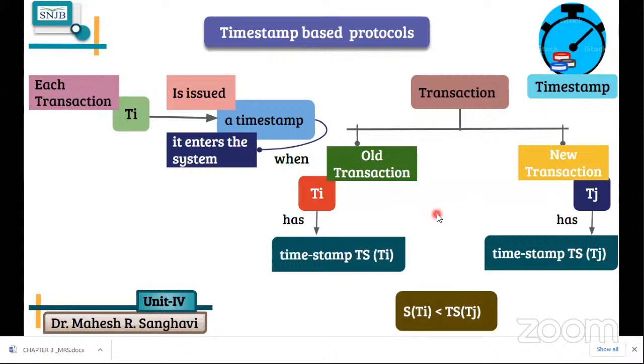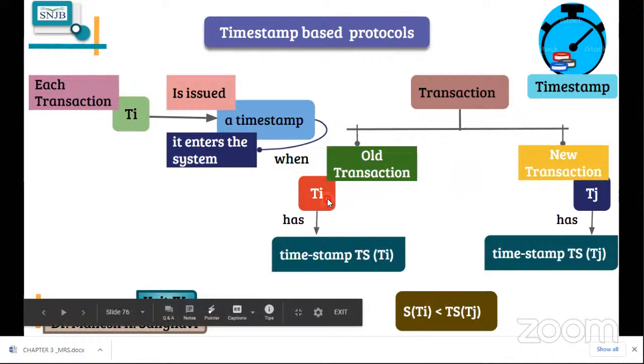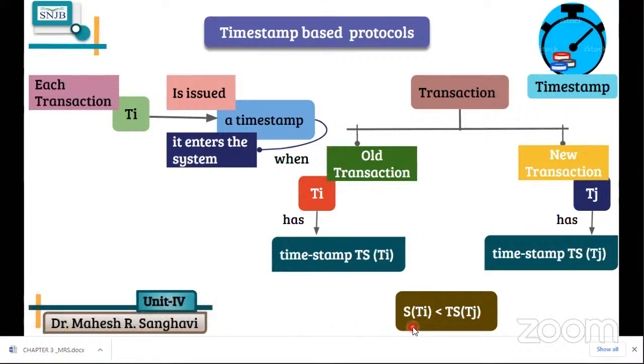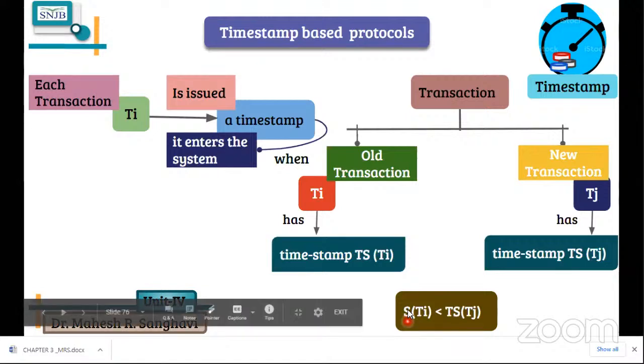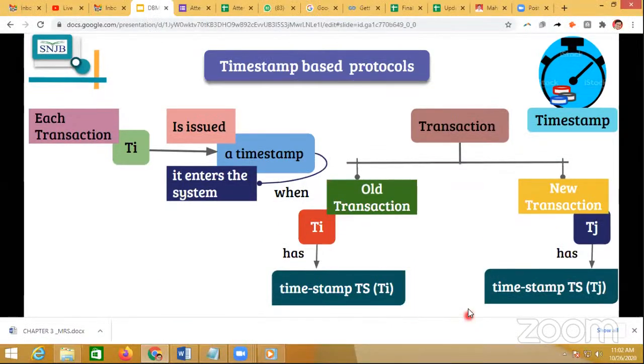Now you can understand here, if TI is older and TJ is new, that indicates that the timestamp of TJ should be greater than the timestamp of TI. Or you can write it like this, TS of TI should be less than TS of TJ.